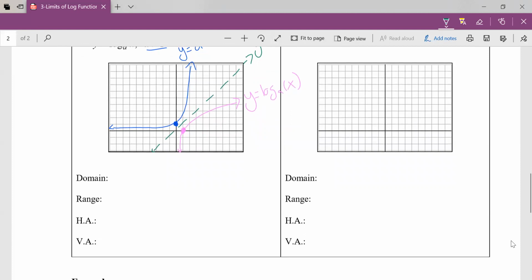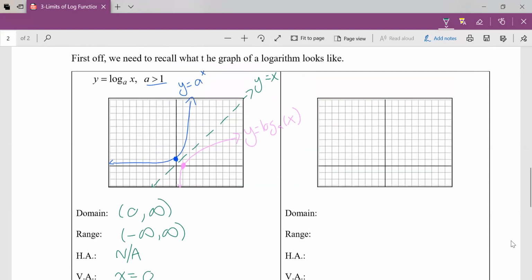So the domain of your log graph is 0 to infinity. The range is all real numbers, so negative infinity to infinity. You do not have a horizontal asymptote, not applicable, but we've got a vertical asymptote right on the y-axis there. That's x is equal to 0. Okay, so there's your graph of a logarithm.